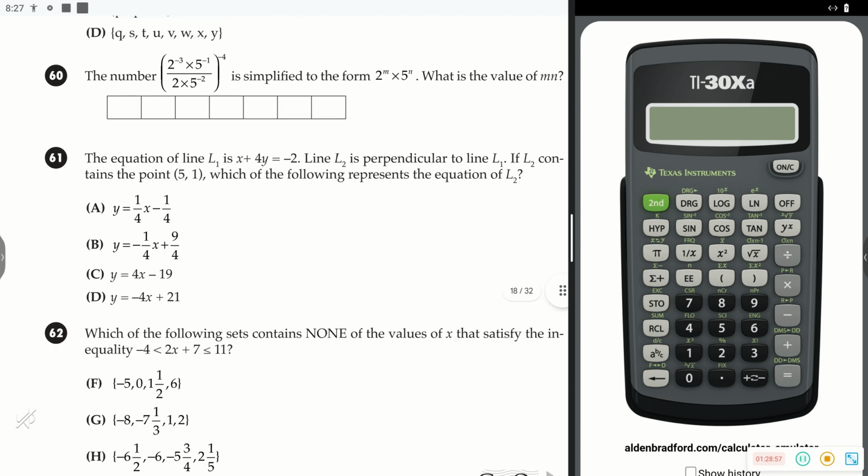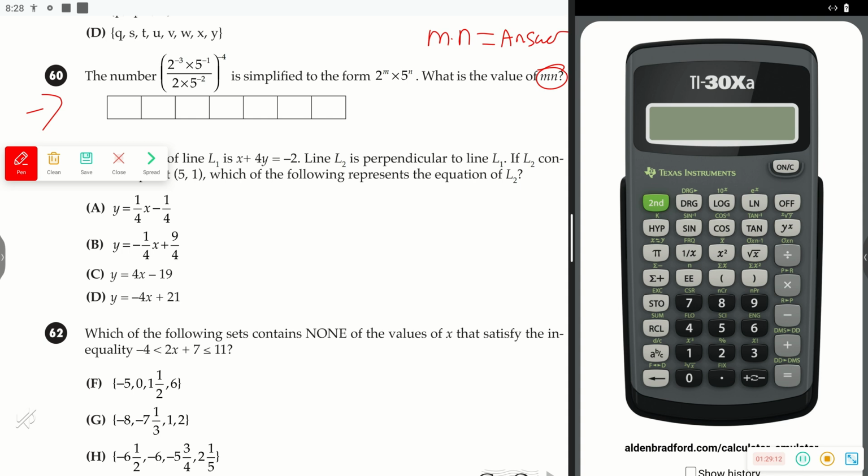Let's go to number 60. Ooh, this one's going to be fun. So what is the value of MN? So that means we have to find out what M and N are, and then M times N is going to equal the answer. I think I misspelled answer. There we go. All right.